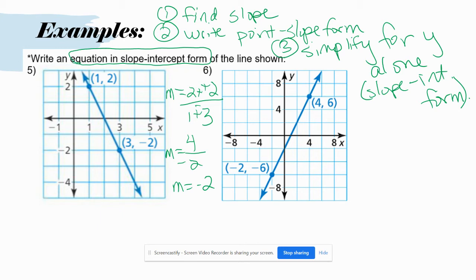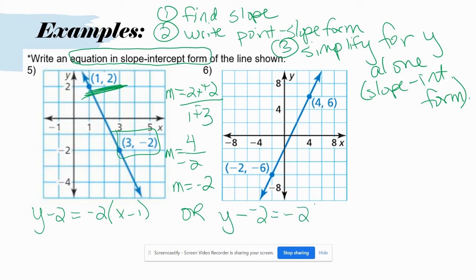So our point slope form, we can either use the ordered pair 1, 2, which would be y minus 2 is equal to negative 2 times x minus 1. Or we can use the ordered pair 3, negative 2, to have y minus negative 2 equals negative 2 times x minus 3. Now, when you're doing your problems, you do not have to write both. You pick one or the other. I'm just writing both so that way you can see whichever one you picked, how it ends up working out.